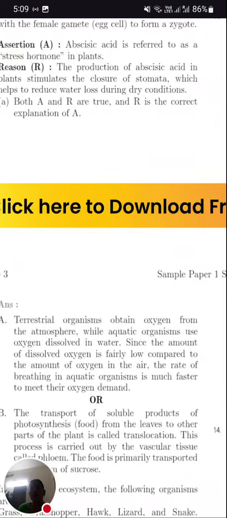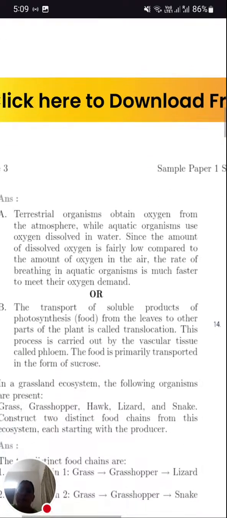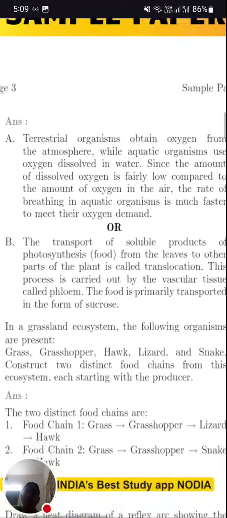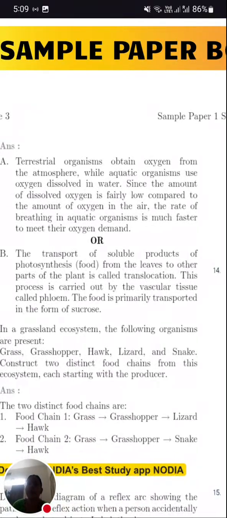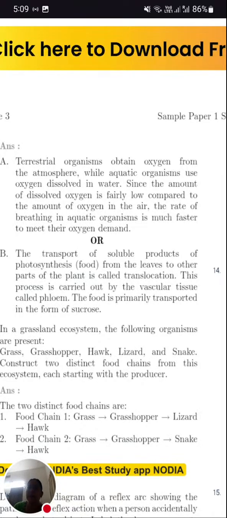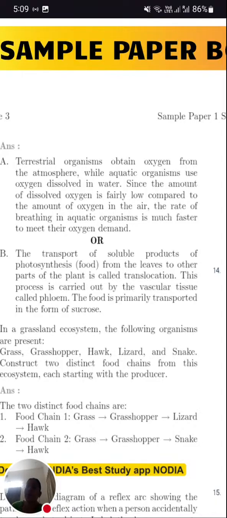First, the answer related to terrestrial organisms. Terrestrial organisms obtain oxygen from the atmosphere, while aquatic organisms use oxygen dissolved in water. Since the amount of dissolved oxygen is fairly low compared to the amount of oxygen in the air, the rate of breathing in aquatic organisms is much faster to meet the oxygen demand. Why do they breathe faster? The reason is there is less oxygen present in water compared to air. To fulfill the requirement, they need to breathe faster.